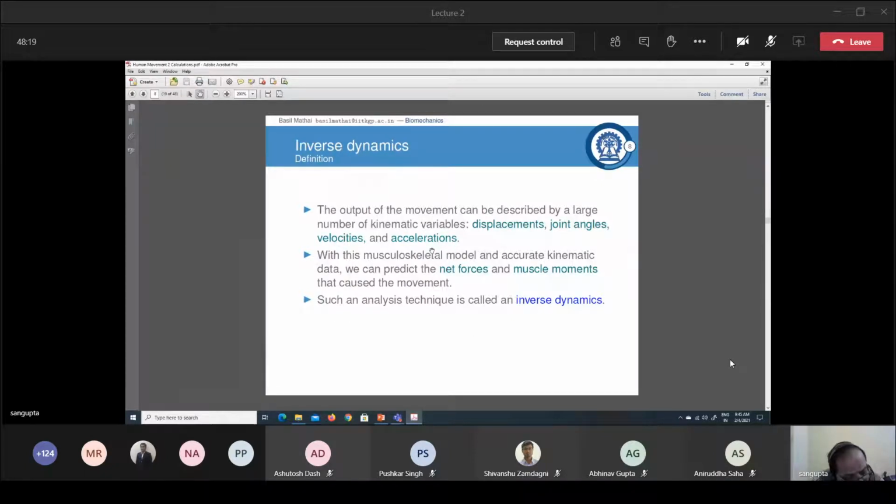Okay, there you apply forces and you get position, velocity, acceleration as output. Here you use position, velocity, acceleration to calculate forces. Okay, that's the reason it's an inverse problem.